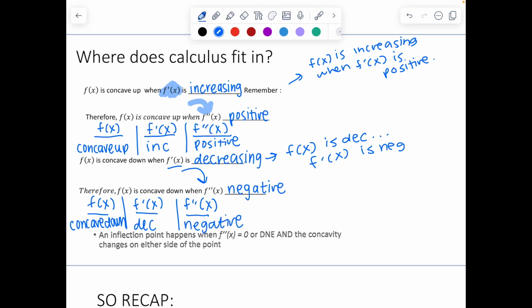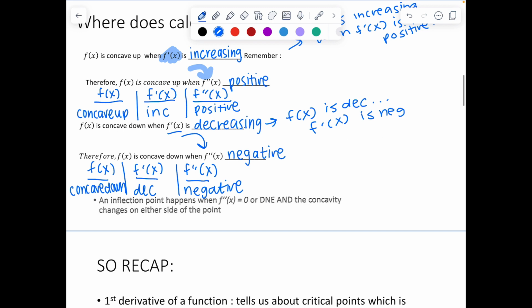And so those are two new facts. And then an inflection point is what we talked about. It's when concavity switches. So an inflection point occurs when the double derivative is 0 or does not exist, and the concavity changes on either side of the point. If you were looking at the double derivative, you would be looking to see where it switches from positive to negative. If you were trying to identify an inflection point from the first derivative, you'd be looking at where it switches from decreasing to increasing.